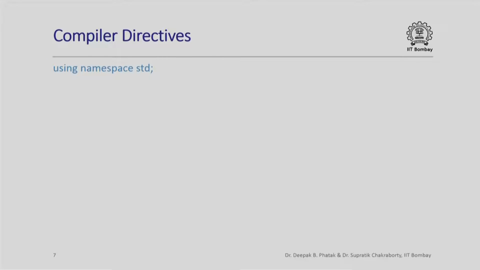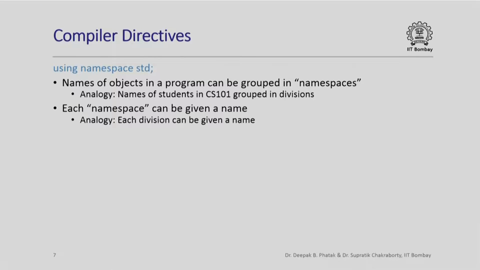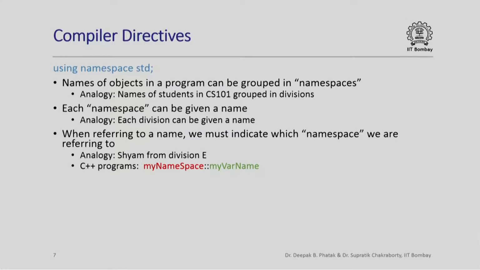Here is another compiler directive called using namespace std. Now in a program there are going to be several objects, and these names of objects can be grouped in several namespaces. A nice analogy is names of students in CS 101 grouped in different divisions. So just like a division can be given a name, each namespace can be given a name. And when we are referring to a name, we must indicate which namespace we are referring to. For example, we could say the student Sham from division E.